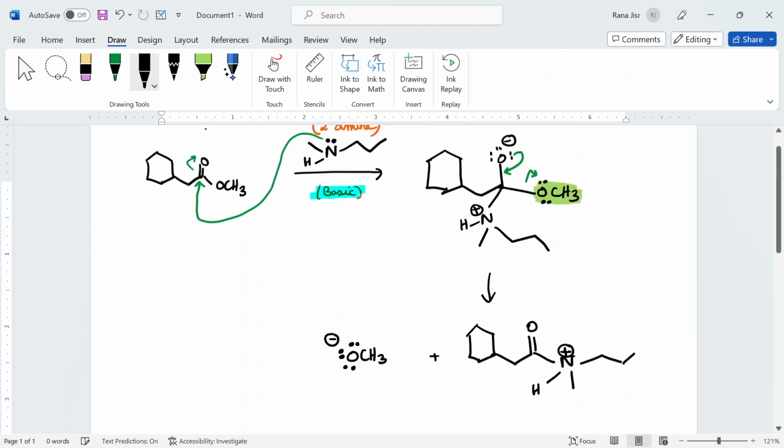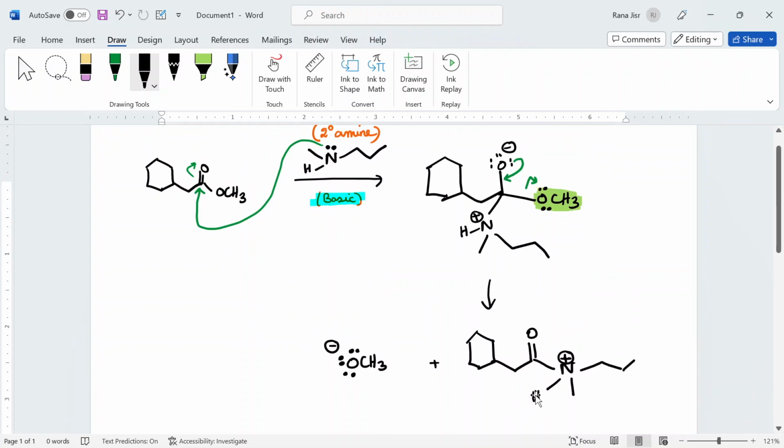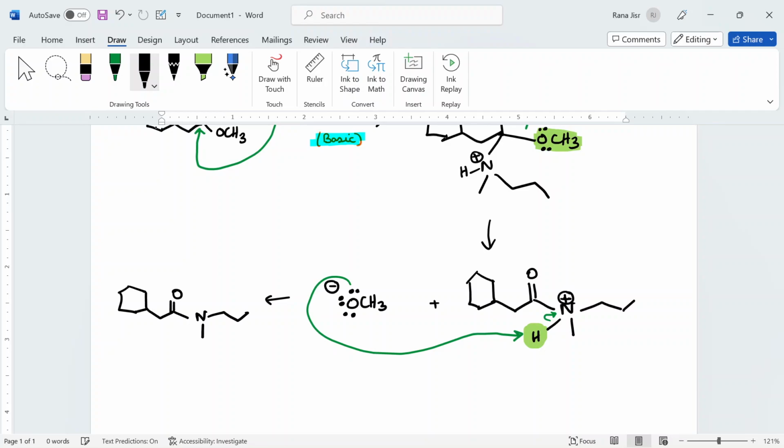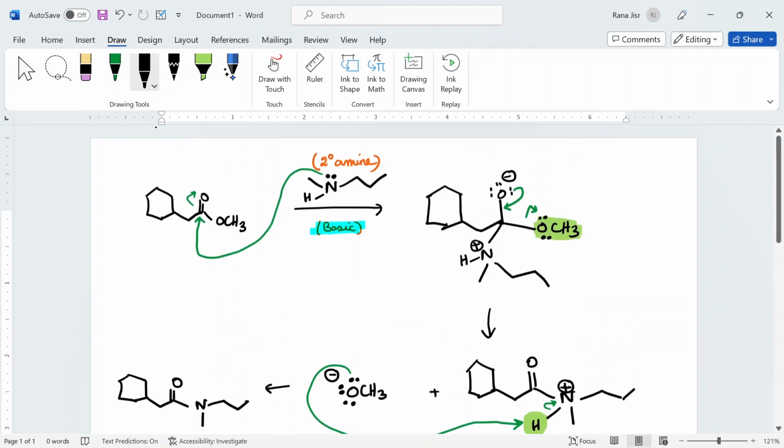If I have a base in here and I have an acidic hydrogen in there, then immediately that base is going to come and take that acidic hydrogen. So this one is going to take the acidic hydrogen and form a lone pair on the nitrogen, which is going to be my product, my neutral amide product. So there's going to be a carbonyl, a nitrogen, this is the propyl group, this is the CH3, plus of course I have my byproduct, which is in this case the alcohol.